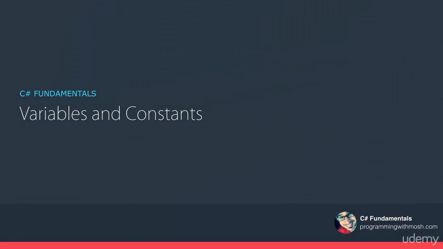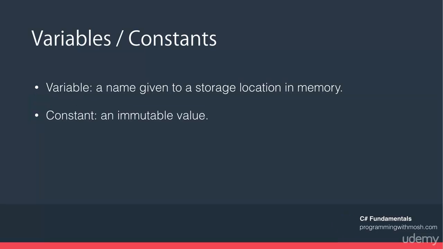Okay, we're going to start our journey by learning about variables and constants. Let's start with two definitions. A variable is a name that we give to a storage location in memory, where we can store a value. And a constant is an immutable value. That is a value that we know at compile time, and that value cannot change throughout the life of the application. Why do we use constants?